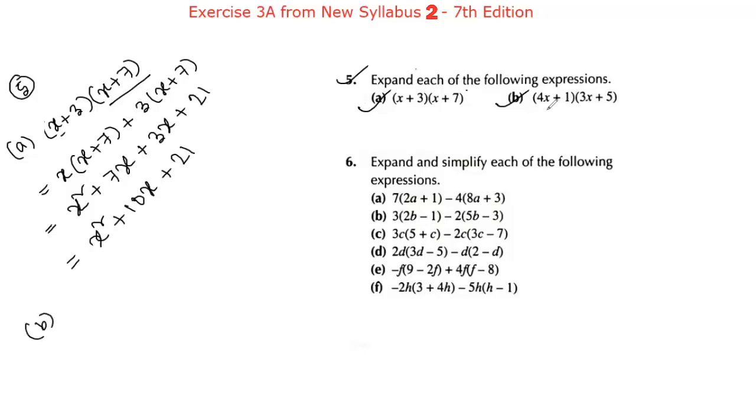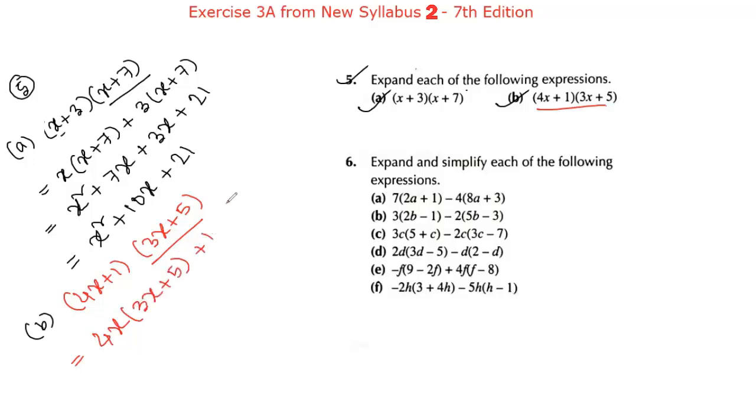Question number 5B says 4x plus 1 into 3x plus 5. So we will multiply 3x plus 5 by 4x at first. So 4x into 3x plus 5 plus 1 into 3x plus 5. At first we'll multiply 4x by 3x. So 4 3s are 12x squared. So 12x squared plus 4 5s are 20x plus 1 into 3x plus 5, 1 fives are 5.